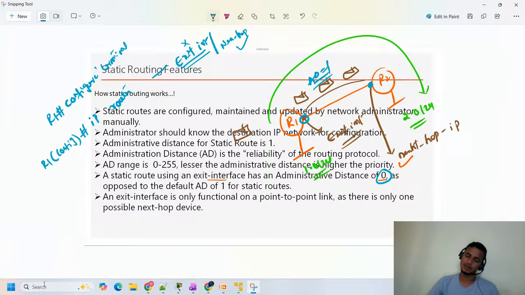But in some scenarios, they are going to ask you what the AD value is for directly connected links. So do let me know in the group chat what the AD value is for a directly connected link. Meanwhile, I'll just have some water. Do let me know in the group chat. What is the AD value for directly connected interfaces?